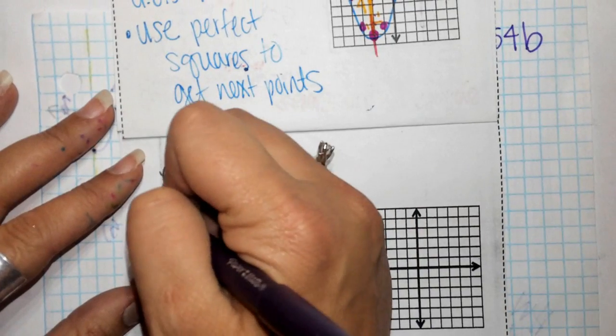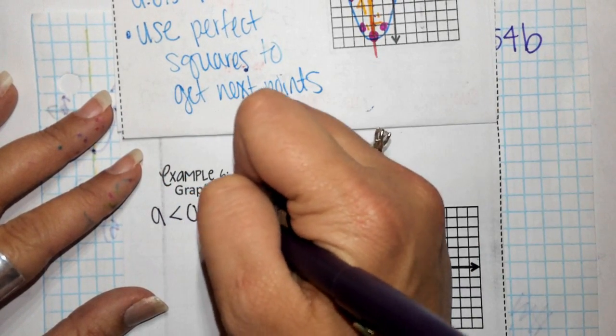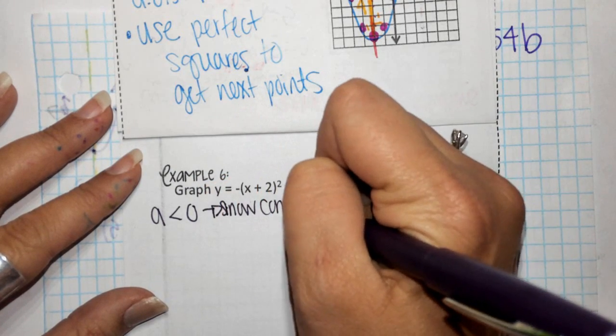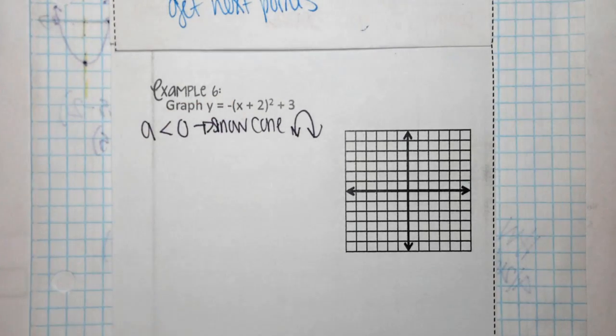Alright, so the next thing you do, if A is less than 0, it's going to be a snow cone. Now, this number out front is a -1, so that means it's going to be a snow cone. Does everybody understand? Hashtag snow cone.